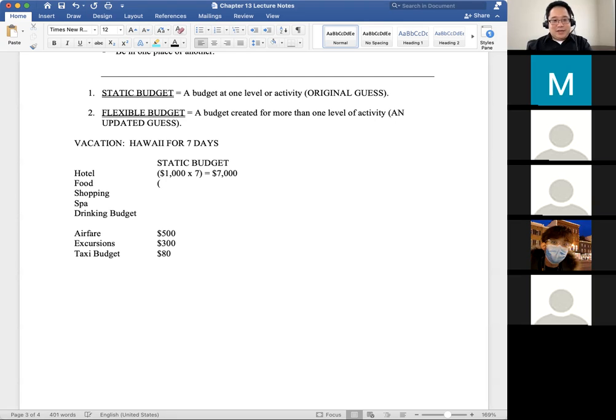Food, I need to eat every day. So how much per day for food? In the other class, we did the same activity and they said $10. I'm like, $10 a day for food? You're gonna eat McDonald's every day? How much a day for food? I like to eat, so how about, I don't know, what's a good budget amount?